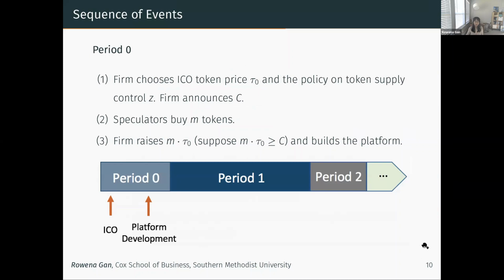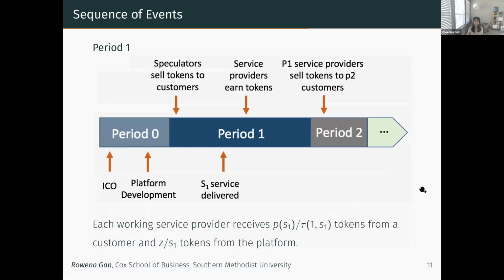So let's now look at the sequence of events. Period 0 is when the ICO takes place. So the firm announces its decisions and sells tokens to speculators. Now let's assume that the firm raises enough money so it builds the platform. So in period 1, the platform has been built and the customers and service providers join the platform. Speculators sell their tokens to customers in period 1 at this equilibrium price tau 1, and S1 units of service are provided to S1 customers. Each customer pays P of S1 over tau of S1 tokens to a service provider, and each working service provider also receives Z over S1 tokens from the platform. These are the newly minted tokens, and they will sell all of their tokens in period 2.